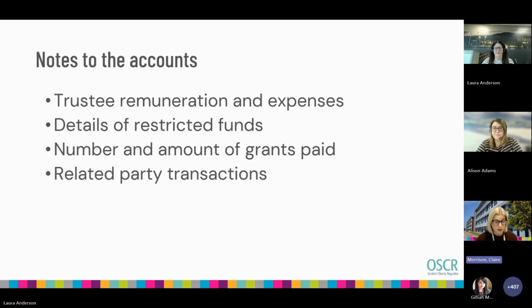Not all trustees are paid remuneration, and if that is the case and there has been no remuneration paid, then that must also be clearly stated. So there must be a note either way. The total amount of expenses paid to a charity trustee and the number of charity trustees receiving expenses must also be stated. And again, if there were no expenses paid, then this should be noted as well.